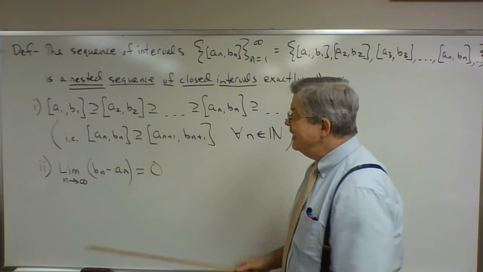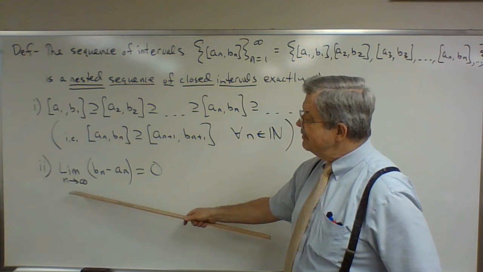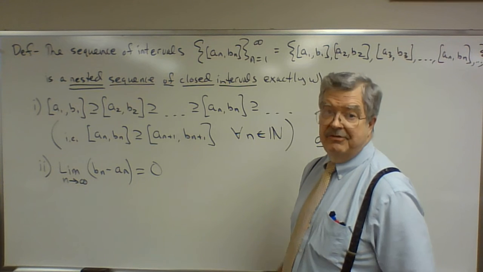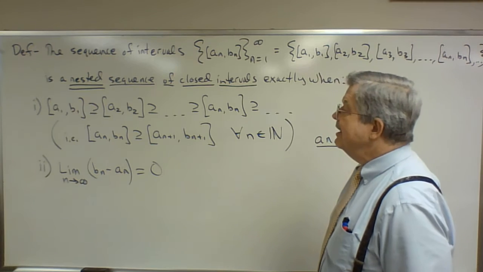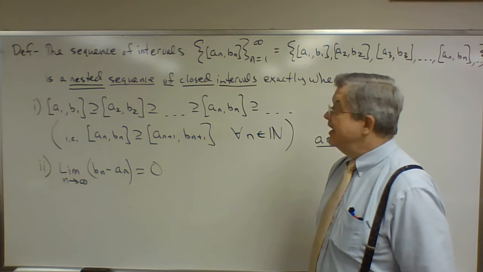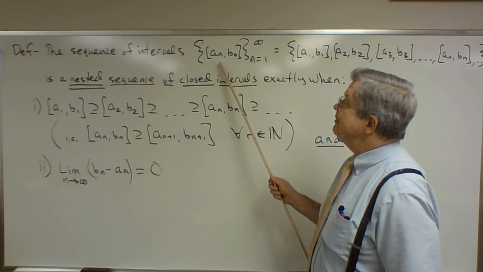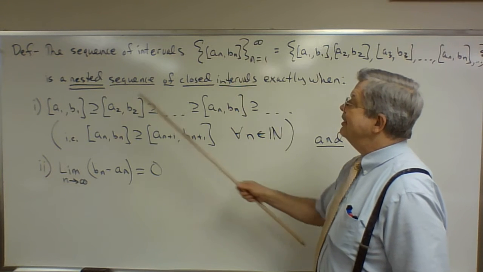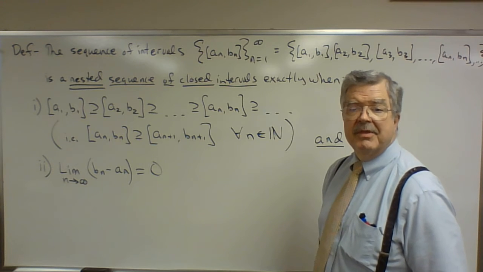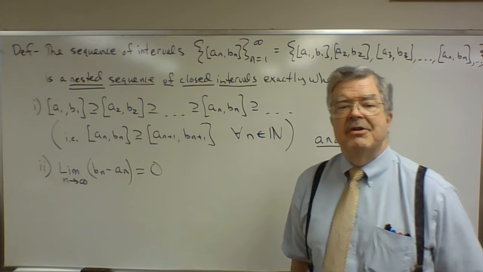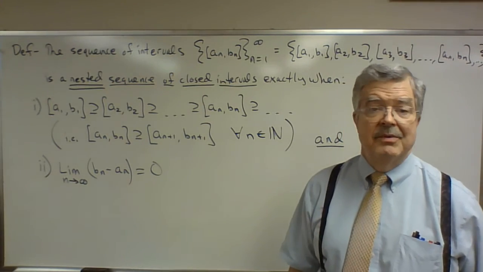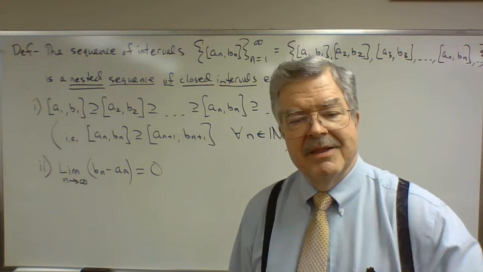So what we're really saying here is that as n goes to infinity, the length of the nth interval goes to 0. So if these two criteria are satisfied, then this sequence of closed intervals is called a nested sequence of closed intervals. And before we do a theorem or anything like that, let's just play around with a few examples, okay?